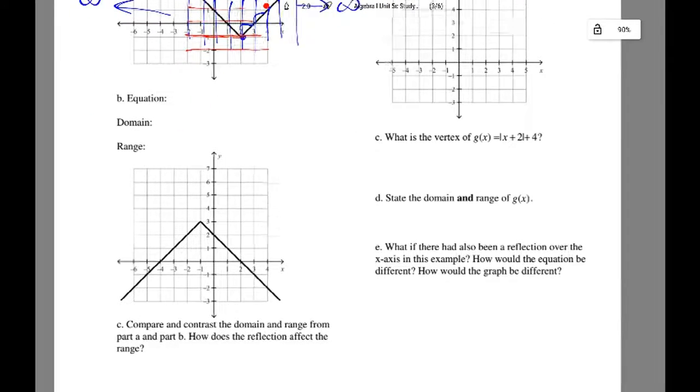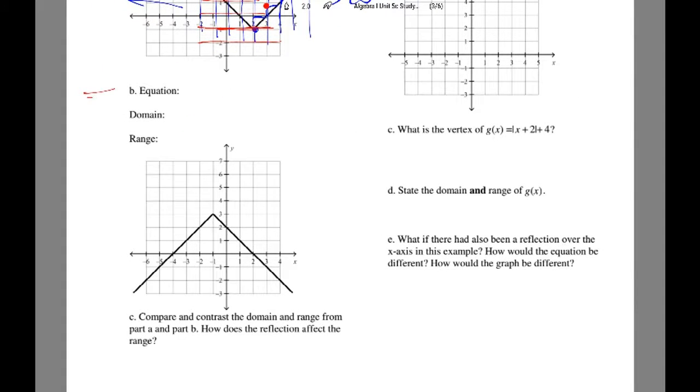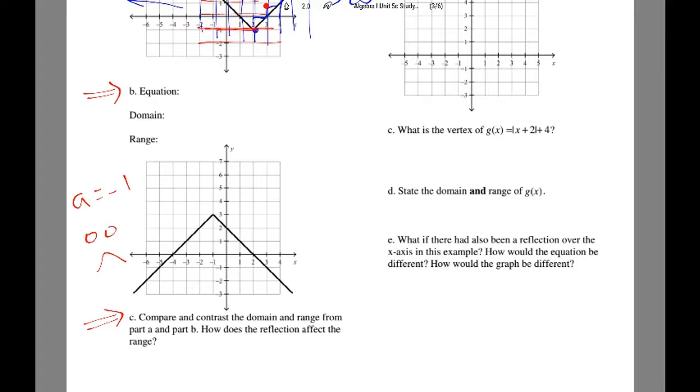For part B and part C, I want you to try this. I want you to try it. So notice one thing though. It's not a happy graph. It's a sad graph. So your A is probably going to be negative. Wink, wink, hint. And then I want you to try to compare and contrast the domain and range. That's in part C. So I want you to try part B and C.